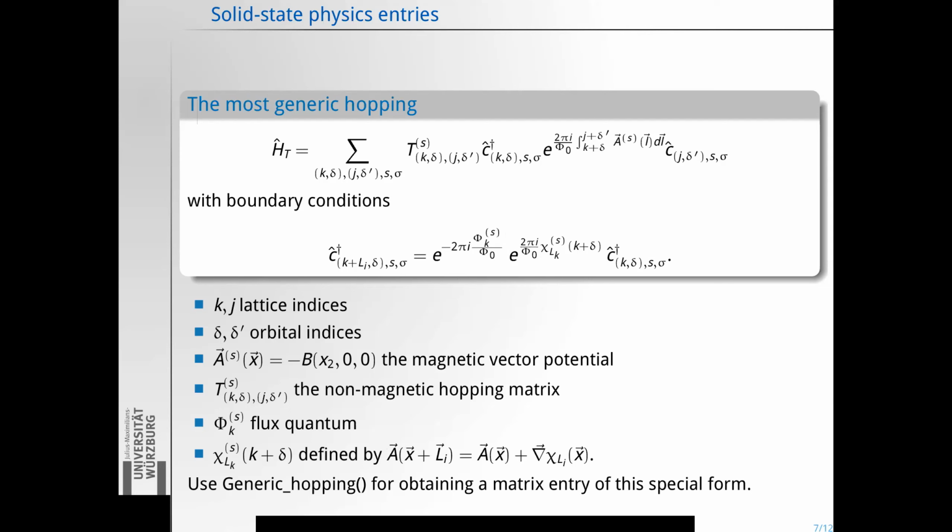To guide you to the relevant entry of the documentation for this and the relevant code, we have written a function that gives you these entries where you just have to specify the vector potentials and the number of flux quanta. One thing to note: you can have different numbers of fluxes in different directions of the lattice. This flexibility is also there. The function you want to look for is called generic hopping, which gives you the entries of a hopping matrix with this full flexibility.